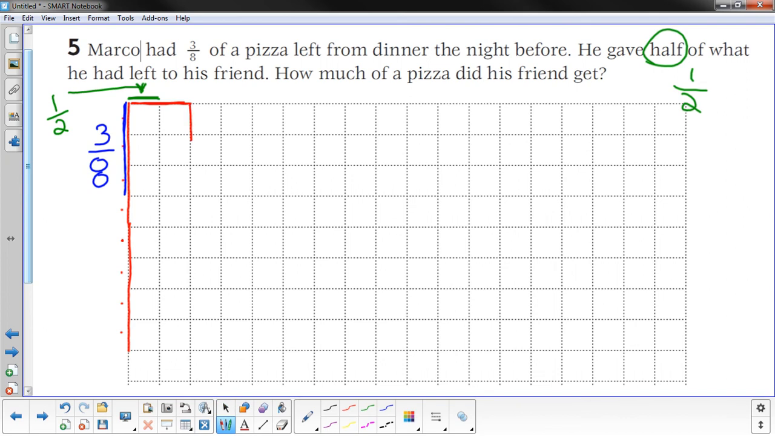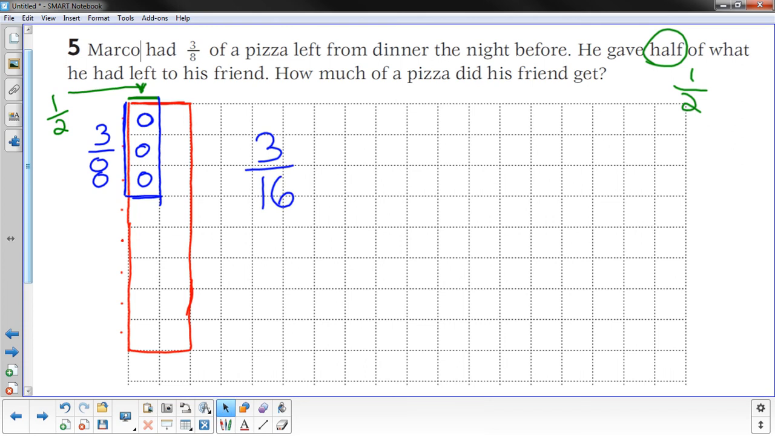I can close my rectangle. And I can just take these here and do this. So I have 3 out of how many that make up the whole rectangle? 3 squares out of, I believe it's 16, yep. 3/16. So his friend got 3/16 of the pizza.